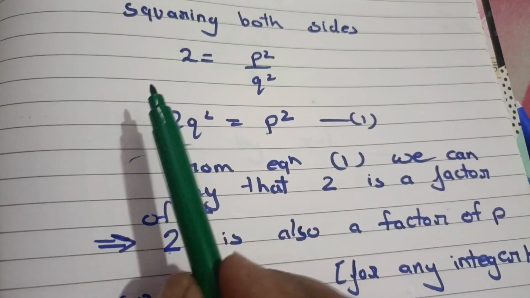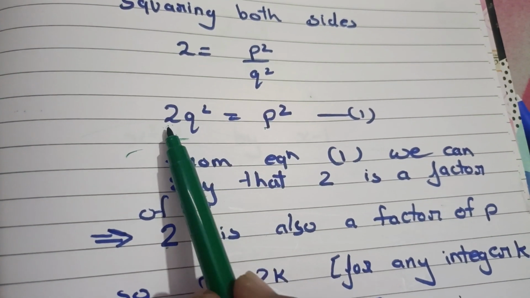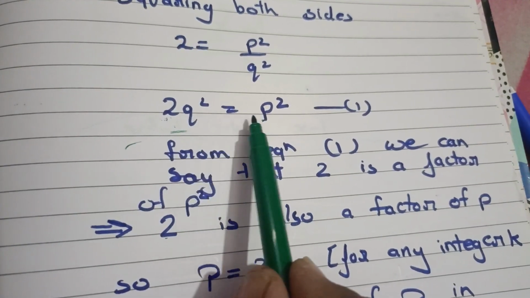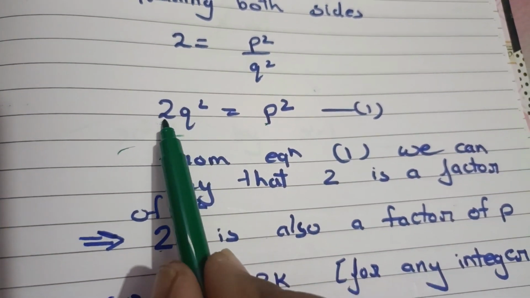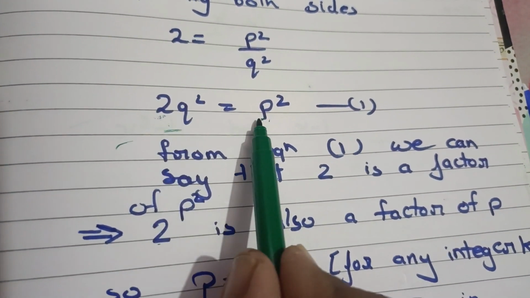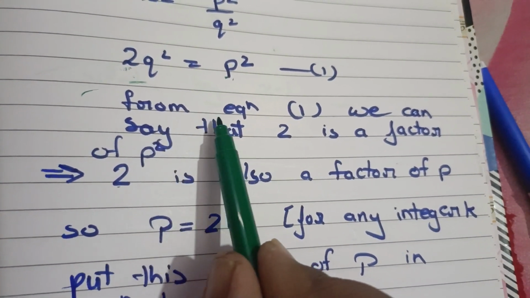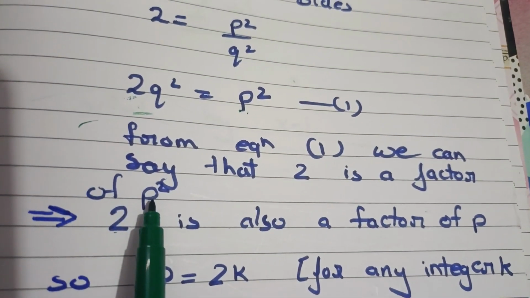See, from this equation, observe this 2. It shows that 2 completely divides P square. Okay. Means 2 is a factor of P square. From this equation, we can say that 2 is a factor of P square. So from equation 1, we can say that 2 is a factor of P square.